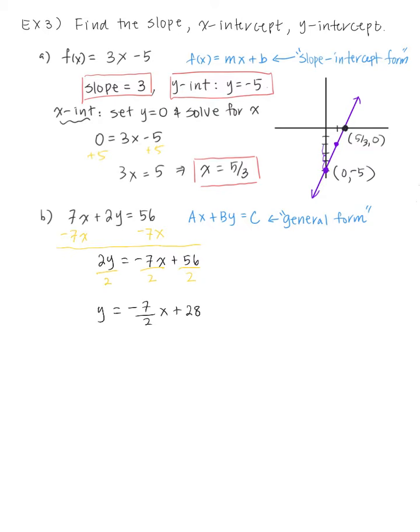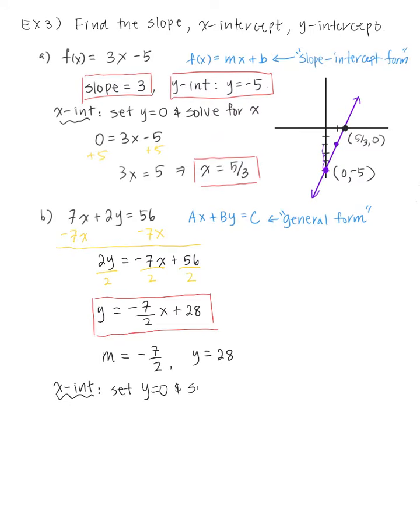Let me just box that because I need this to determine the slope. Here we got the slope to be -7/2 and the y-intercept to be 28. Now let's go with the x-intercept. Again, how do you get it? You're going to have to set y equal to 0 and solve for x.